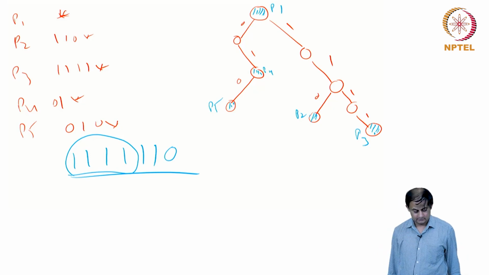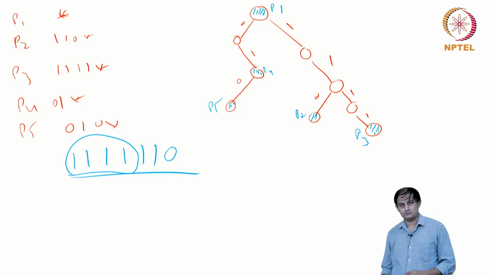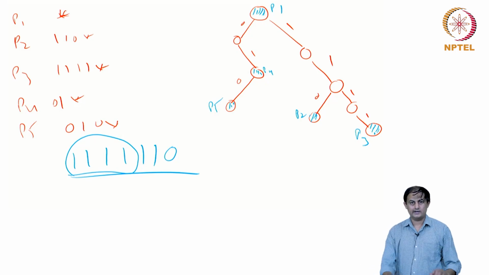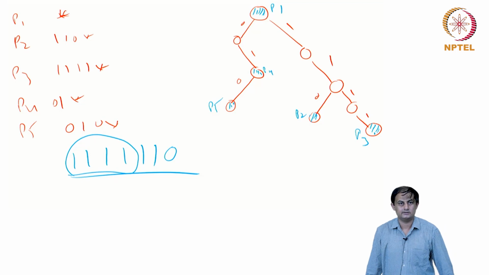Okay. So this is one part of the implementation, but the question is, is it the best that we can do? The answer is no. There are some improvements that we can make to this binary trie. We'll come back and see those optimizations in the next class. Thank you.